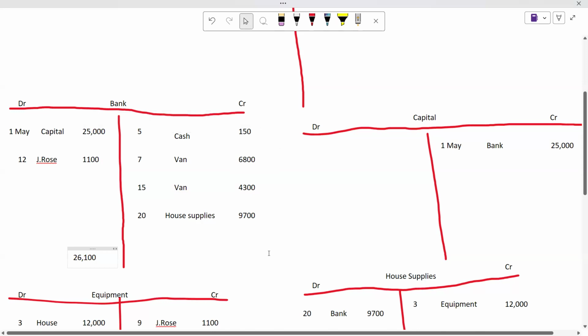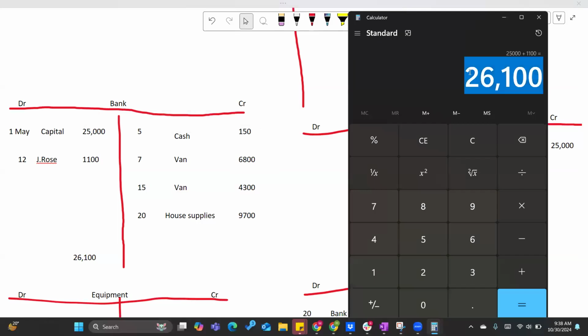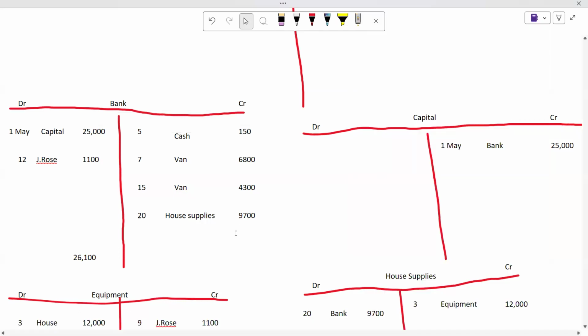And then the credit side, let's calculate it again. The credit side is 150 plus 6,800 plus 4,300 plus 9,700. It's equal to 2,950, right? It's less than the debit side, you see. It's 2,950, debit side is 26,100. So I'm going to deduct 26,100 to see what the difference is, right? So 5,150 is the difference.